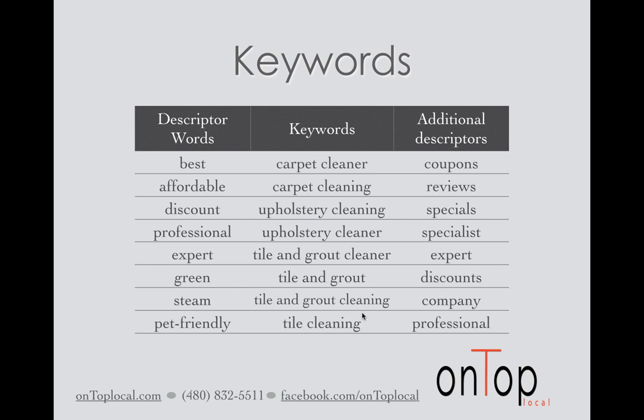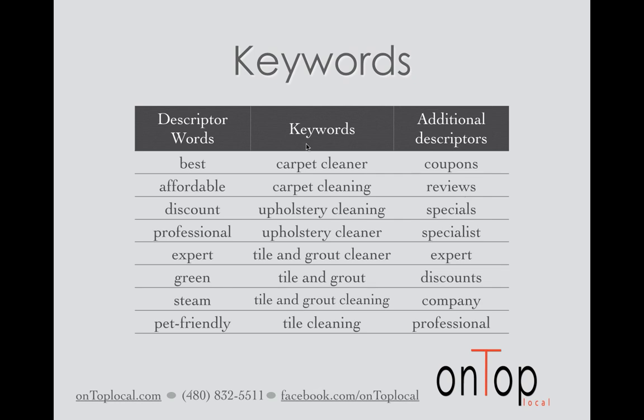We use descriptors. So what we do is we use a simple table like this. We put our keywords in the middle, and we can put descriptors on either side of them like this. Then we can mix and match these descriptors with our keywords and come up with hundreds of titles to use for our articles. It's as simple as this.